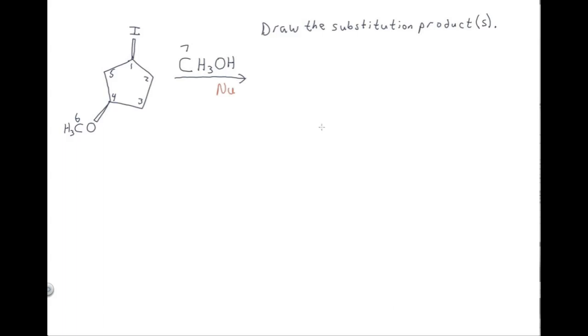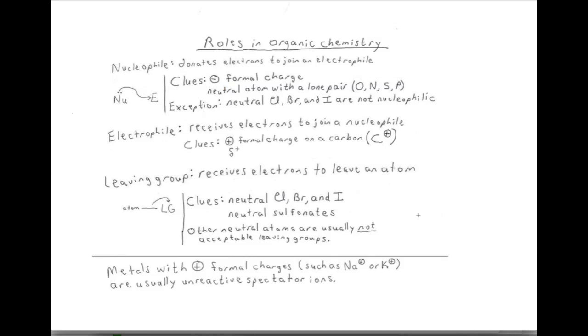Now we have to choose a leaving group. Well, here's a neutral iodide. That's a good candidate for a leaving group. But what about this neutral oxygen? Could we use this neutral oxygen as a leaving group? Well, in the first video in this series, we learned that neutral atoms usually are not acceptable leaving groups.